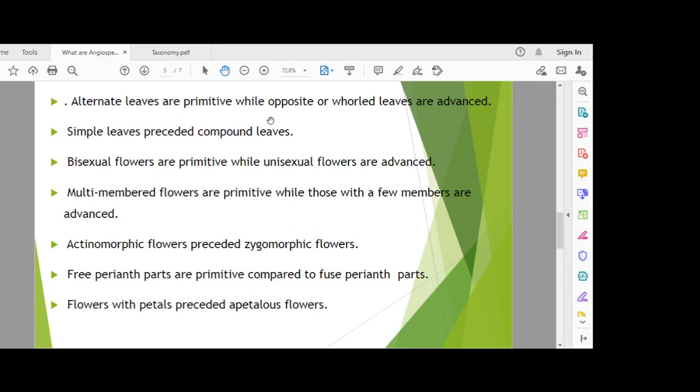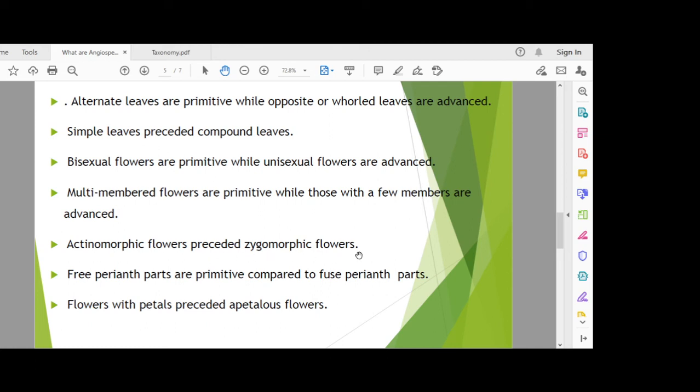Alternate leaves are primitive, while opposite or whorled leaves are advanced. Simple leaves preceded compound leaves. Bisexual flowers are primitive, while unisexual flowers are advanced. Multi-layered flowers are primitive, while those with a few members are advanced. These terms are all self-explanatory, no need for explanation.